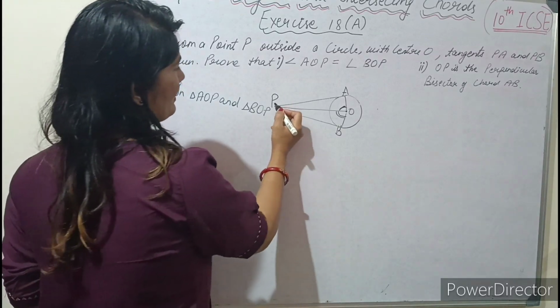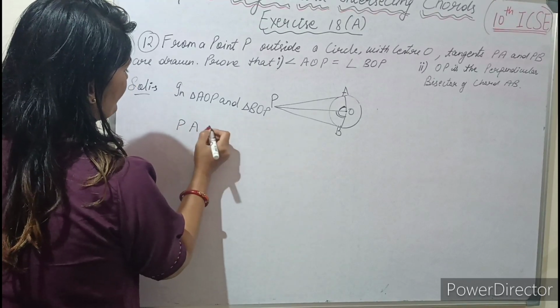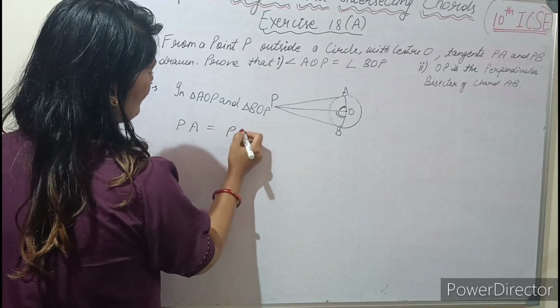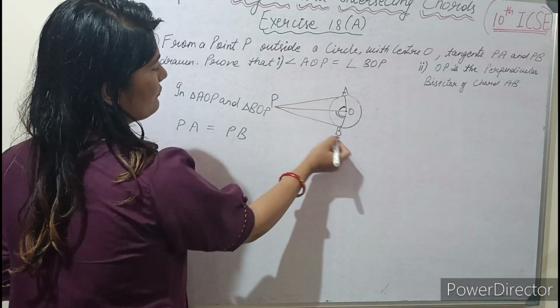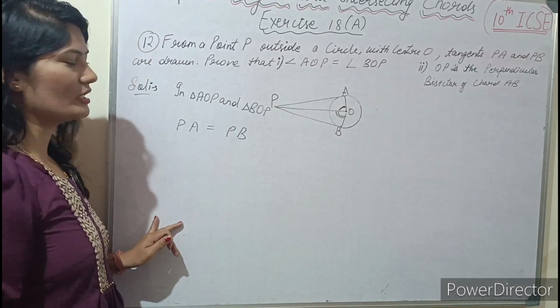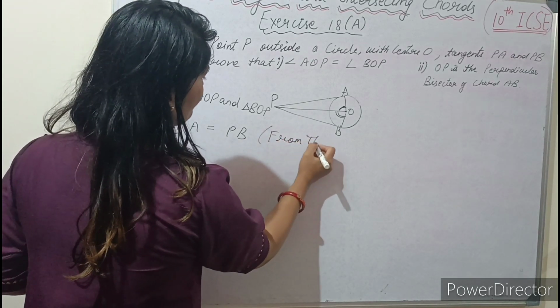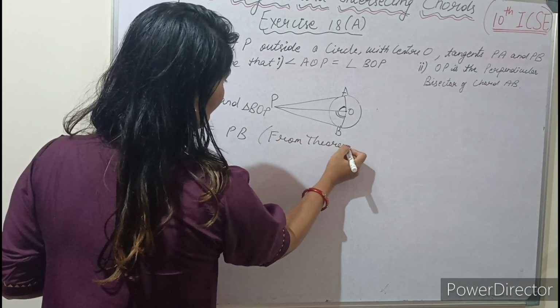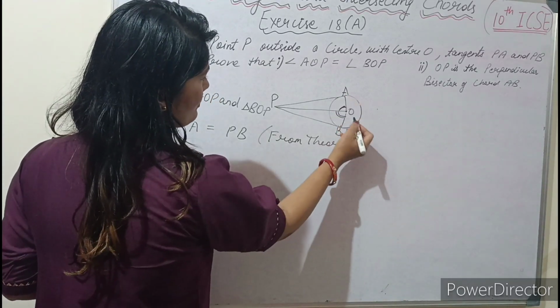So here PA is equal to PB. The first thing, PA is equal to PB. Since P is the exterior point and the tangents drawn from an exterior point are always equal, the reason you write is from theorem. Now the second thing, OA is equal to OB.